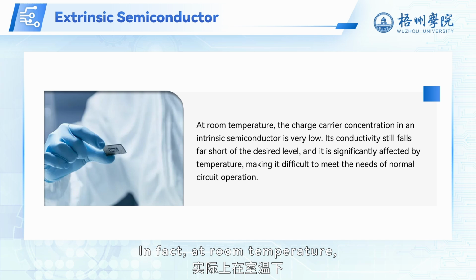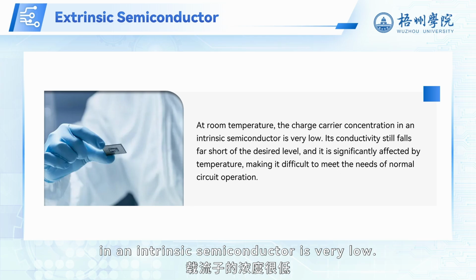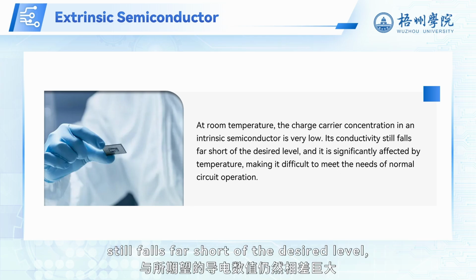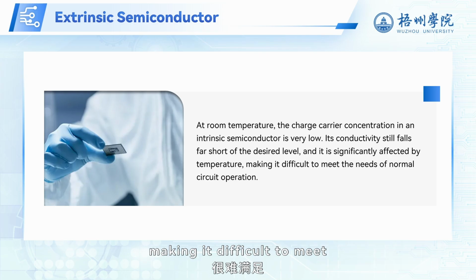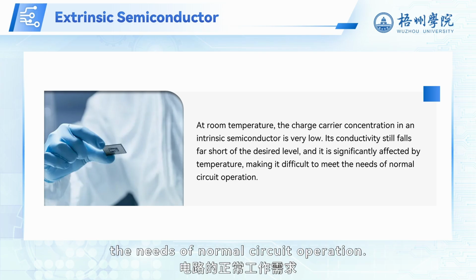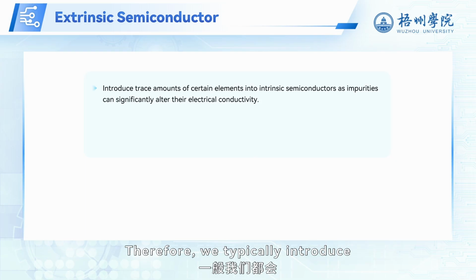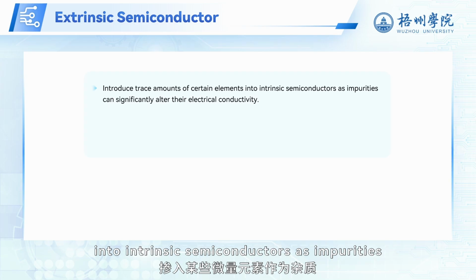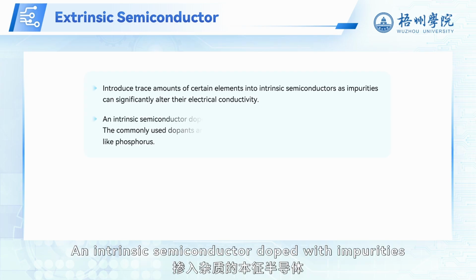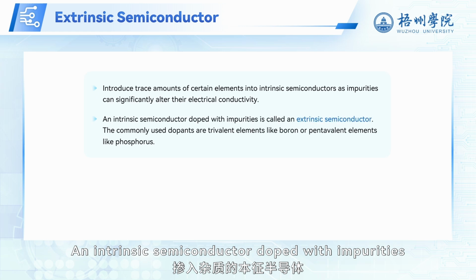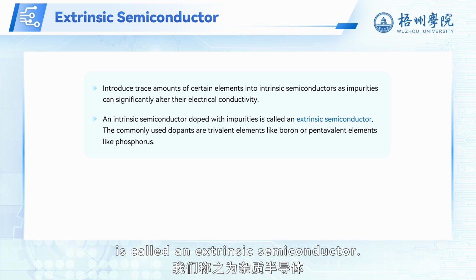In fact, at room temperature, the charge carrier concentration in an intrinsic semiconductor is very low. Its conductivity still falls far short of the desired level, and it is significantly affected by temperature, making it difficult to meet the needs of normal circuit operation. Therefore, we typically introduce trace amounts of certain elements into intrinsic semiconductors as impurities to significantly alter their electrical conductivity. An intrinsic semiconductor doped with impurities is called an extrinsic semiconductor.